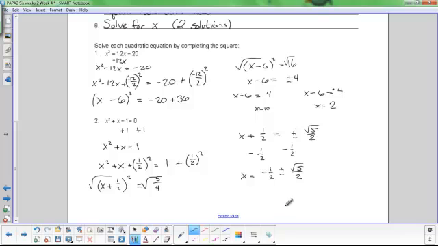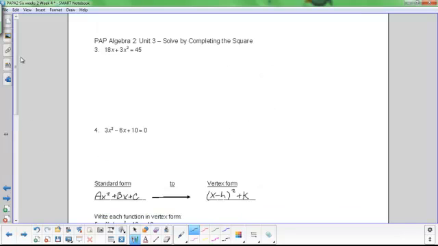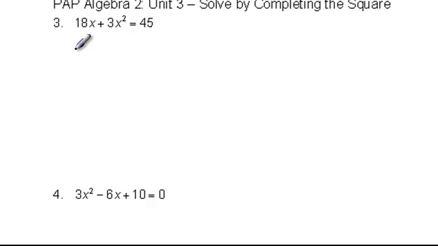You can leave it like this, or you can combine it into a single fraction, which is also correct, plus or minus the square root of 5 divided by 2. All right, question number 3. We're going to rewrite this. 3x squared plus 18x equals 45.